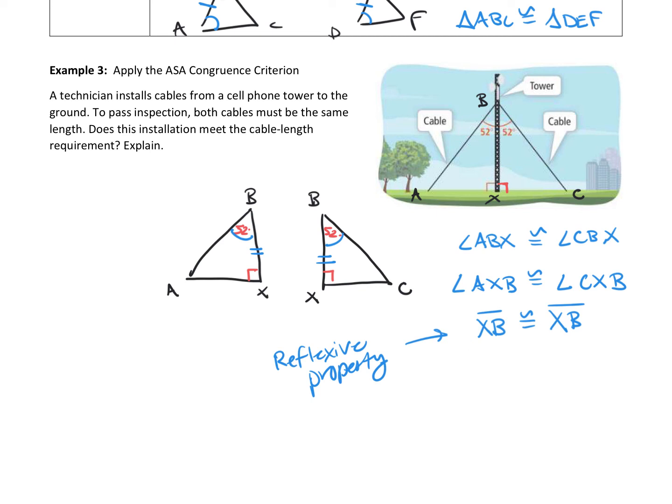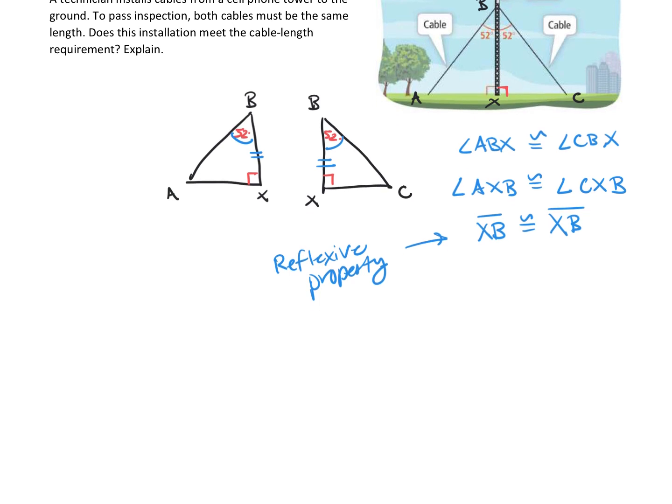So do we have congruent triangles? If we notice, I have two angles congruent, and this is the included side. Here we have two angles congruent with the included side. So that's enough information for us to say that our triangles are congruent. So triangle AXB is congruent to triangle CXB.